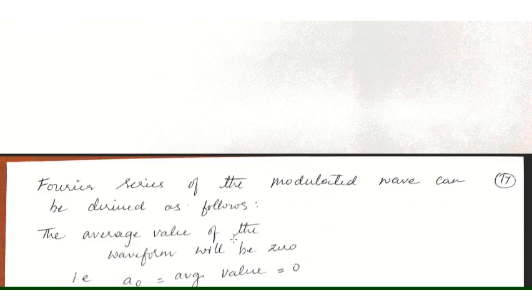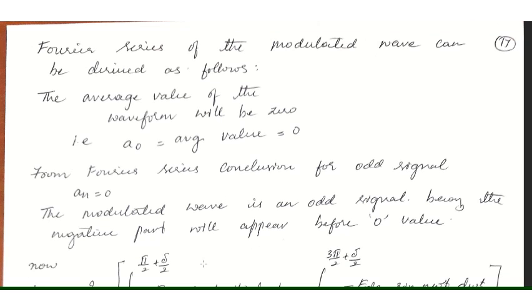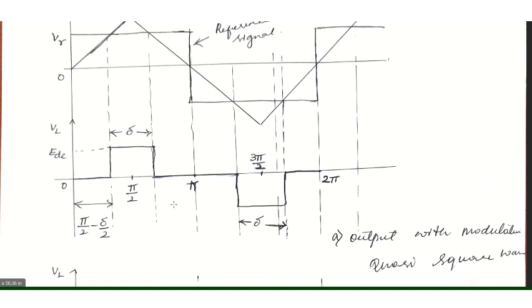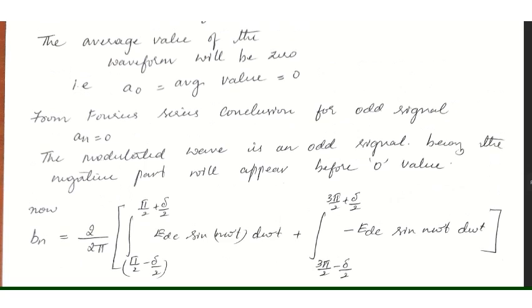Now let us derive the Fourier series of the modulated wave. From the waveform, since it is a periodic signal and it is symmetric, the average value will be 0. Is this signal odd or even? Observe here, it is periodic, right? Before 0 the output will be minus E_DC, and it will be repeating. So it is an odd signal. So A naught, the average value, will be 0.